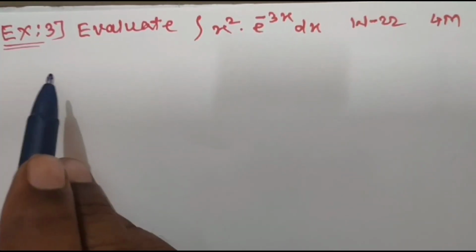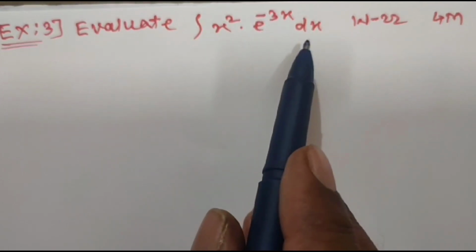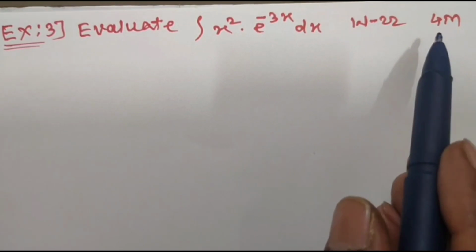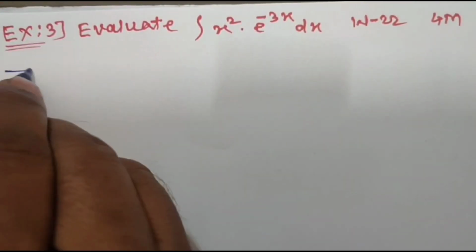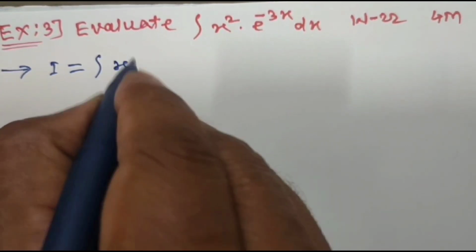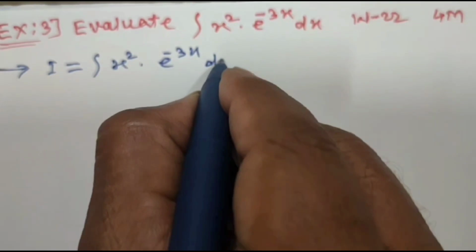Let us solve sum number 3. Evaluate the integral of x square into e to the power minus 3x dx. This sum appeared in winter 2022 for 4 marks. To evaluate this integral, first of all, write the integral as it is. I is equal to the integral of x square into e to the power minus 3x with respect to x.